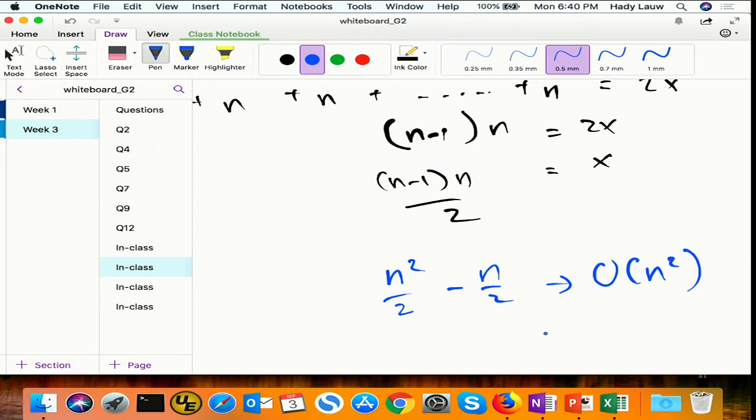Alright, so we look at an algorithm, we figure out the worst case, we count how many operations, and finally, we simplify to the big O.